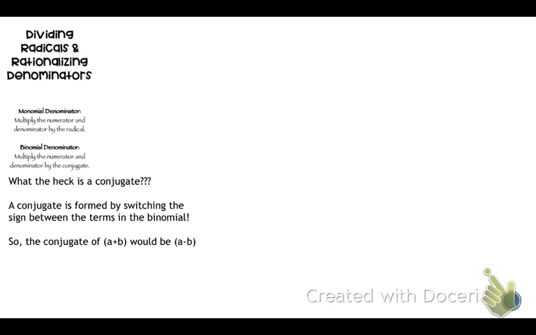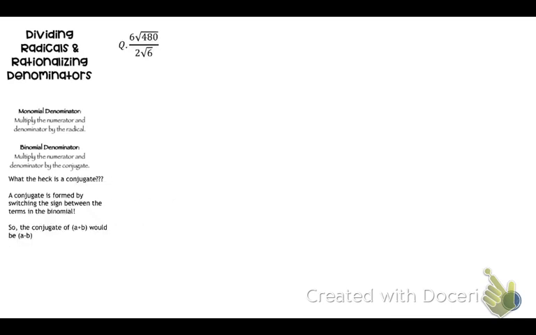So, rationalizing denominators. If there is a monomial in the denominator, you just multiply by the radical. That means if there's just one term, no plus or minus between them. But say there's a binomial in the denominator, then you multiply by the conjugate. And I already wrote, what the heck is a conjugate, right? A conjugate is formed by switching the sign between the terms in a binomial. So if it's a plus sign in between them, you change it to a minus. If it's a minus sign between them, you change it to a plus. So the conjugate of A plus B would be A minus B. Okay, those are conjugates.